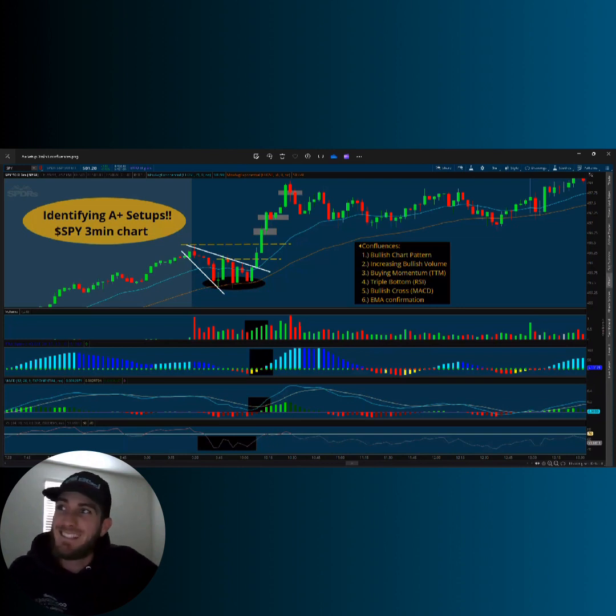The first one here, we had six confluences. This is for SPY on the 3-minute chart. And what we had here was a bullish chart pattern, the descending broadening wedge. We had increasing bullish volume, the TTM squeeze showing buying momentum re-entering the market and continuing to grow. The MACD had the bullish cross and held the bullish zone of the indicator, and the RSI created a triple bottom and had room to fill to the overbought level of the indicator.